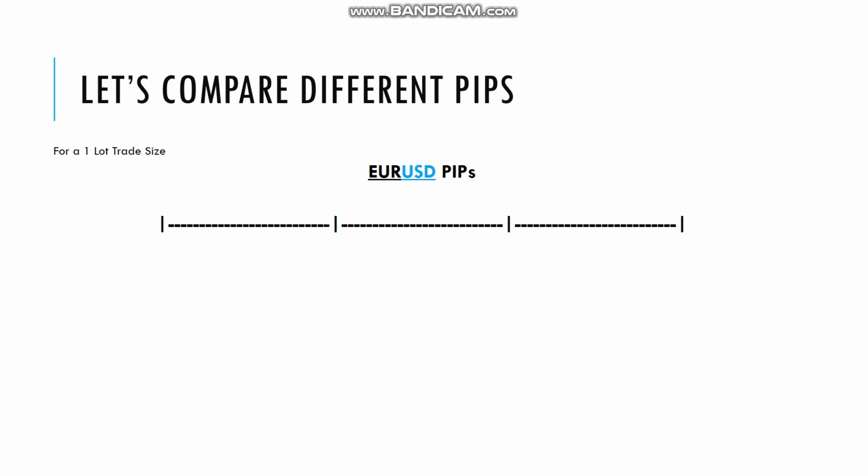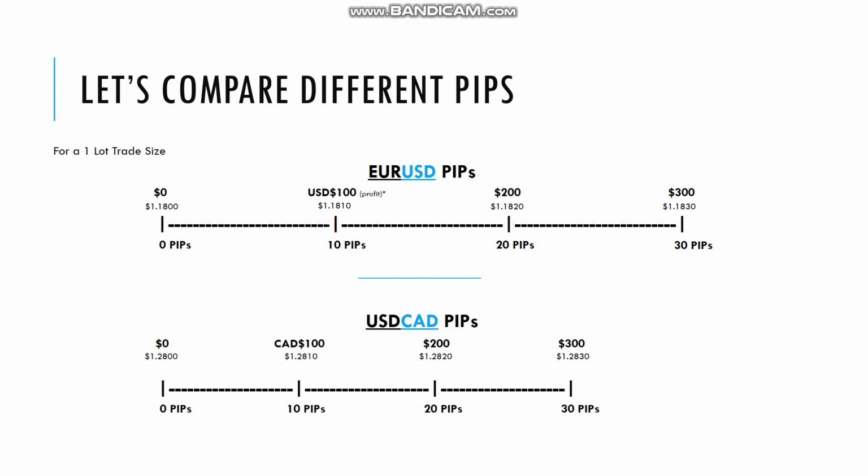On the top are the price quotes that we saw earlier from 1.18 to 1.1830. And below are the pip equivalents, 0 through 30, based on 1 pip equaling $10. So you can see the 10, the 100, the 200, and the 300. Now let's look at the same example using the dollar CAD pair, which has the Canadian dollar as the quoted currency.